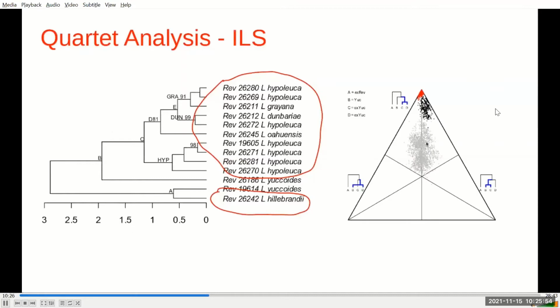If there was hybridization, you would see an asymmetry in these points. They would be pulled towards preferring this tree or this tree. But since there is none, that means it's quite random. Some genes say one way, other genes say the other, and we interpret this as incomplete lineage sorting.